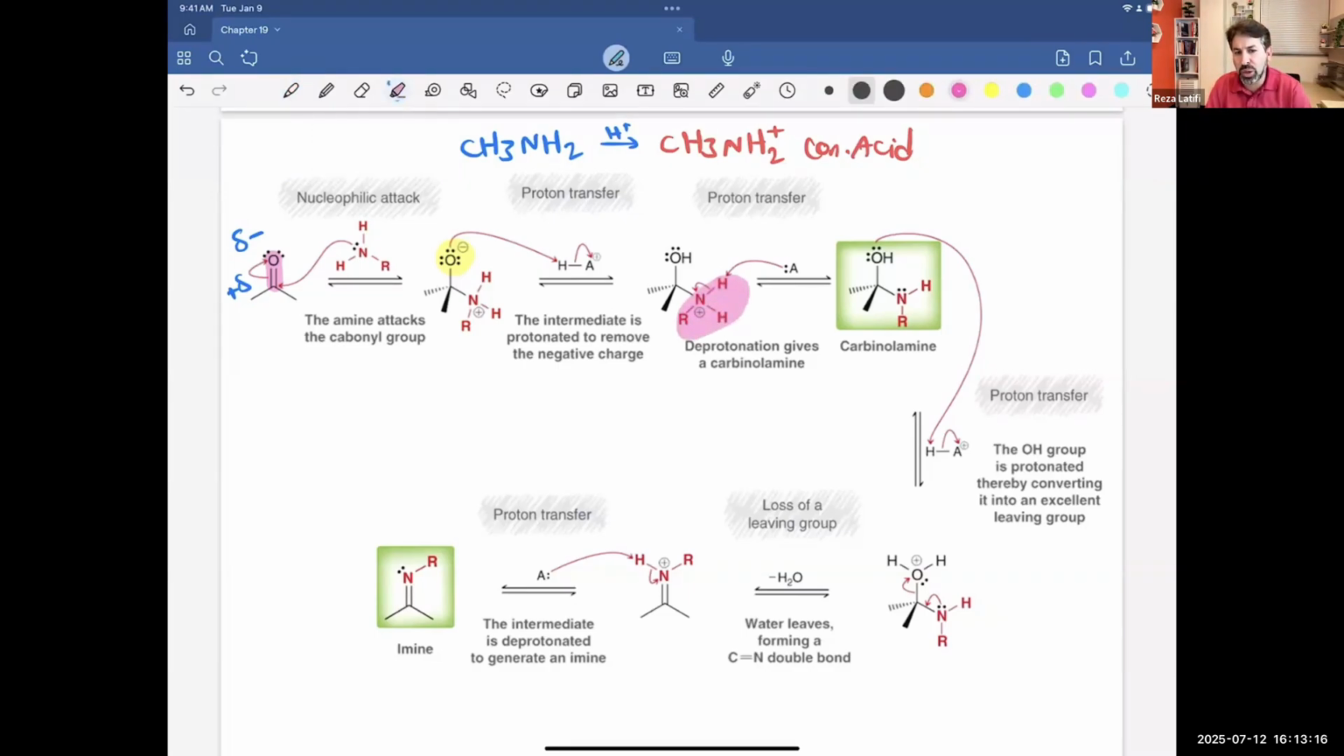Nitrogen is going to lose one hydrogen in order to get the lone pair and get rid of the positive charge. We want to make nitrogen neutral, so take a hydrogen as H plus from it. That's going to leave a lone pair on nitrogen, and nitrogen will be neutral. So the charge now is neutral.